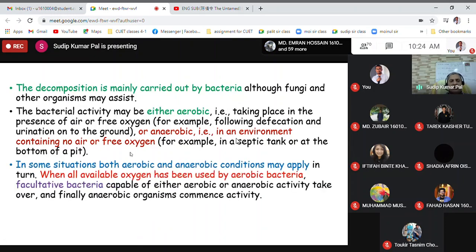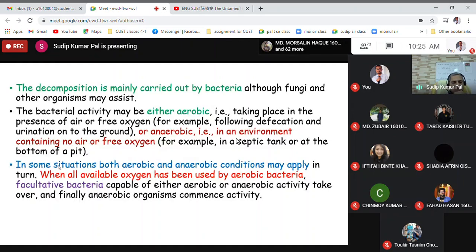Quite interestingly, in some situations both aerobic and anaerobic conditions may apply in turn. For example, in the top layer there is oxygen. Then when all available oxygen has been used by the aerobic bacteria, comes another form of bacteria. So you know two forms of bacteria: aerobic bacteria and anaerobic bacteria. In the middle there is another bacteria called facultative bacteria. Facultative bacteria can survive in aerobic conditions as well as anaerobic conditions.